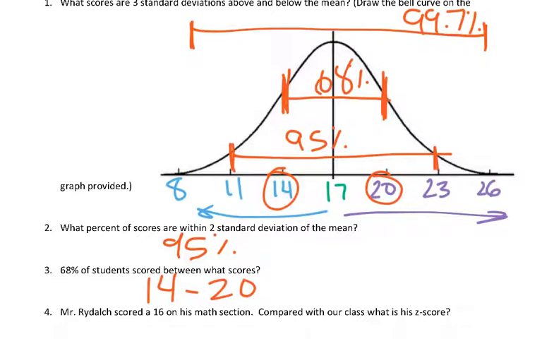Now, number 4 says Mr. Rideout scored a 16 on this math section. Compared with our class, what is his z-score? So 16 would be somewhere around here, or actually probably closer there, right? But that z-score will tell us exactly.